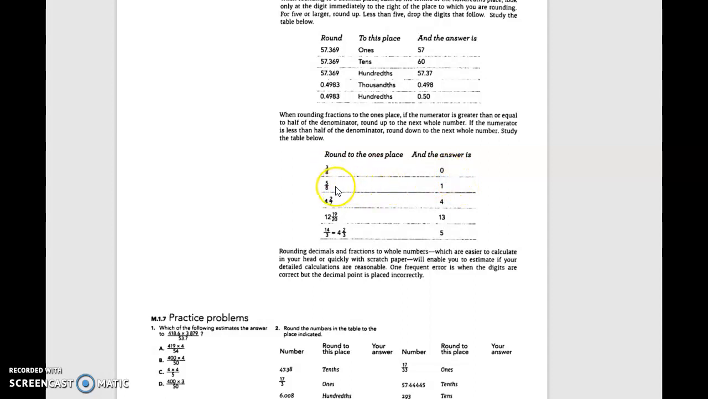Let's look at 5 over 8. Take half of the denominator, so half of 8 is 4. Is 5 greater than 4? Yes. So we're going to round up to the next whole number, which in our case is just going to be 1. In this third example, we have 4 and 2 sevenths. We only need to look at the fractional part. So half of 7 is going to be 3.5.